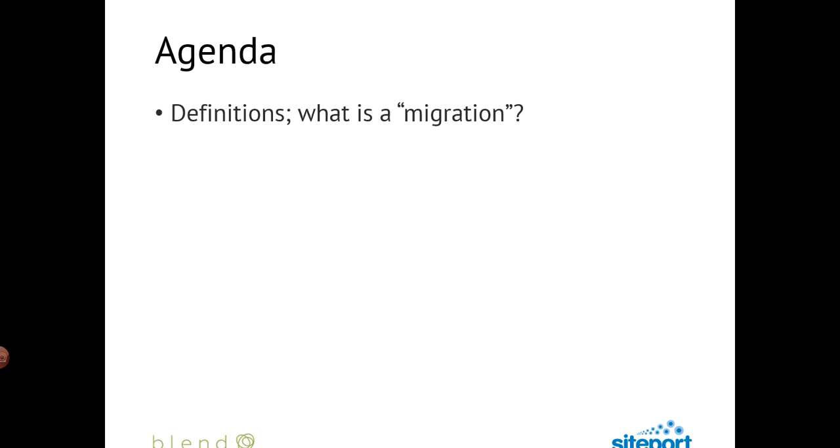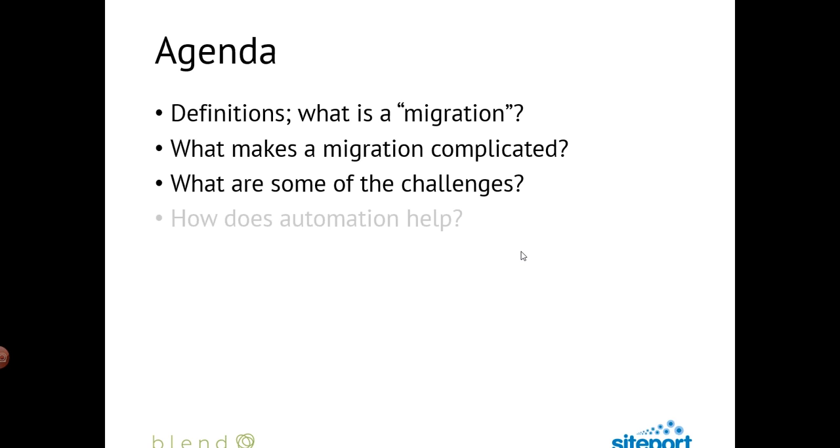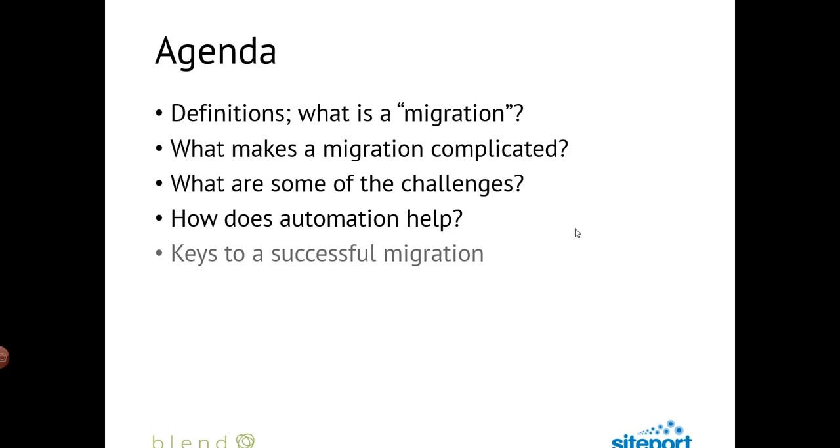We're going to cover an agenda here quickly. We're going to talk about definitions. We're going to talk about exactly what is a migration in particular. We're going to talk about the things that make a migration complicated, some of the challenges that you're going to find when doing a migration. We're going to talk about the role of automation and how automation might help with a migration. I'll sum up with some of the keys to a successful migration, and then finally we'll have Q&A at the end.